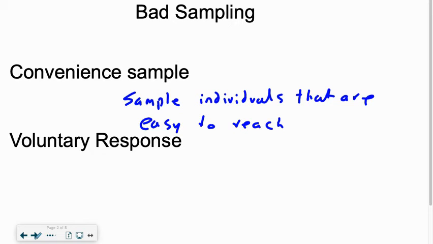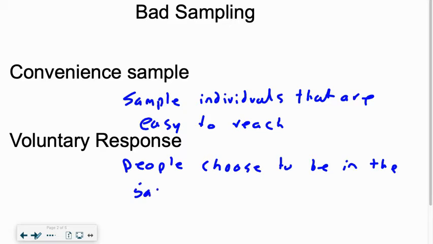Voluntary response is where people choose to be in the sample. An example of this would be if I sent out an email and told you guys that you could respond, you didn't have to. So only those that felt strongly about whatever I sent the email about would probably respond. The rest of you wouldn't, so it wouldn't represent the entire class.